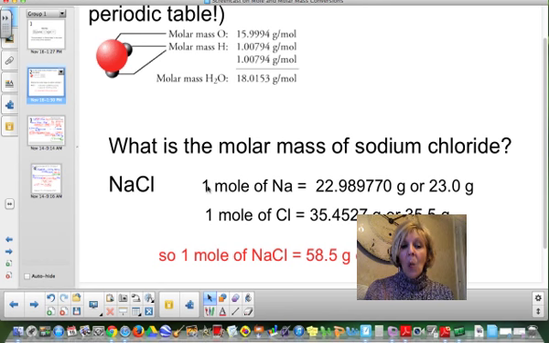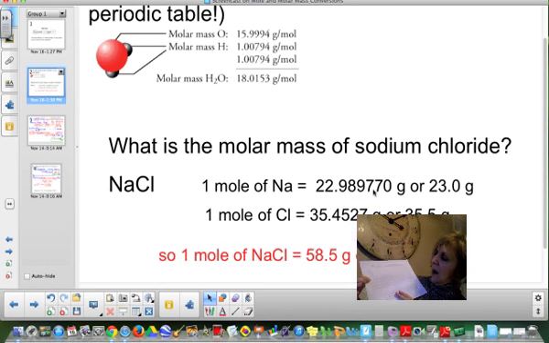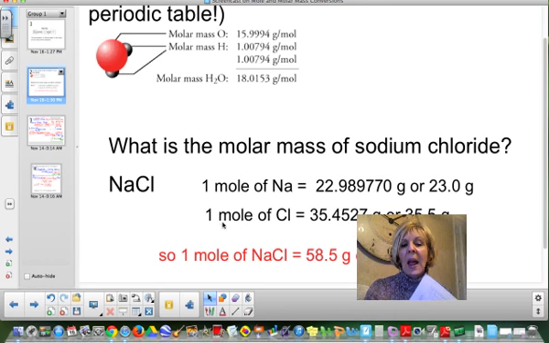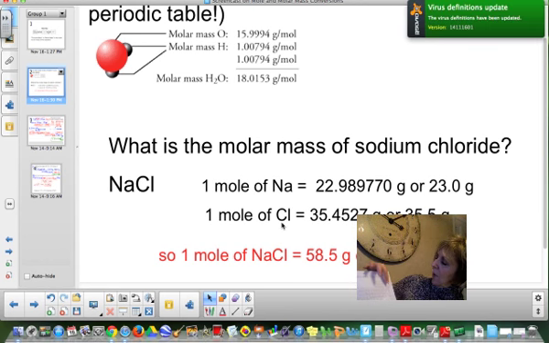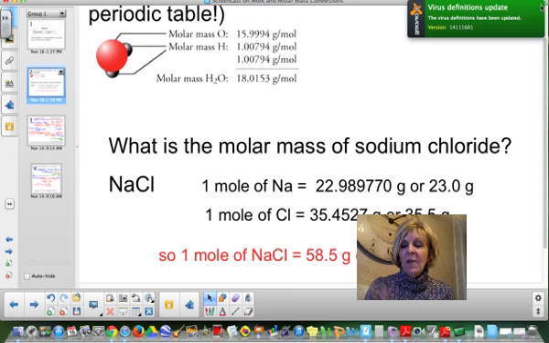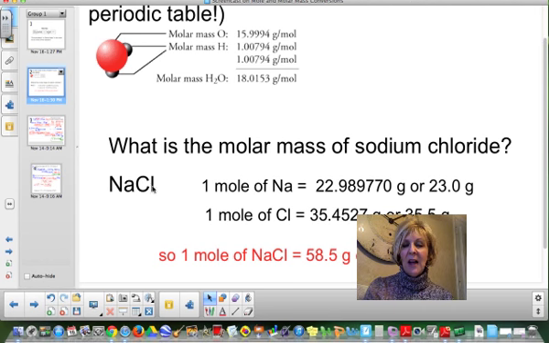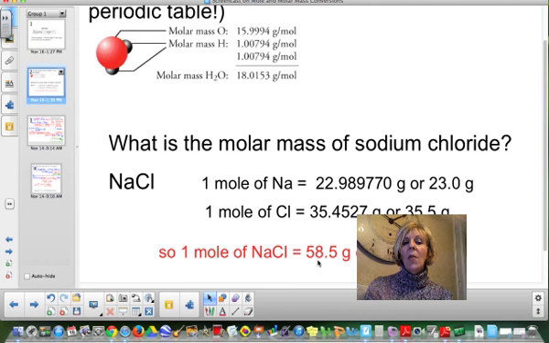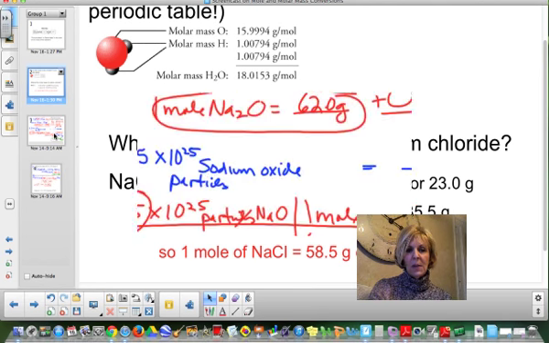But anyway, 1 mole of sodium is 22.989770. That is what I look at when I look at the atomic mass of sodium, and my students are going to round that to 1/10 of a gram. And 1 mole of chlorine, when I look here in chlorine, I see that the mass on the periodic table is 35.4527 grams, and I'm going to round that to 35.5 grams. And so because I have an atom of each in that compound, the molar mass of sodium chloride would be 58.5 grams, or 58.5 grams per mole. All right, great. Let's use that to do some problems.